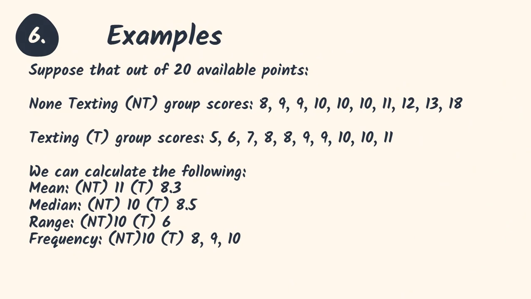The median score in the non-texting group, 10. Texting group, 8.5. This means that a typical student in the non-texting group scored 1.5 points higher than the student in the texting group. The range, non-texting group, 10. Texting group, 6. This shows that the concentration varied greater in the non-texting group. Frequency, non-texting group, 10. Texting group, 8, 9, 10. This shows that the most common test score in the non-texting group was 10, while in the texting group would be 8, 9, and 10.